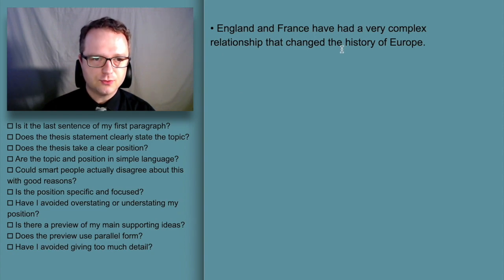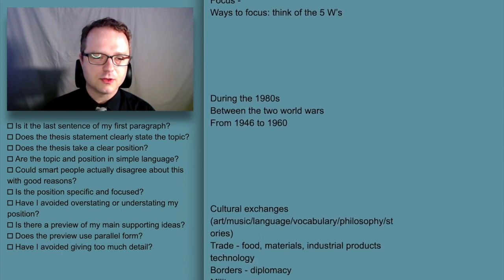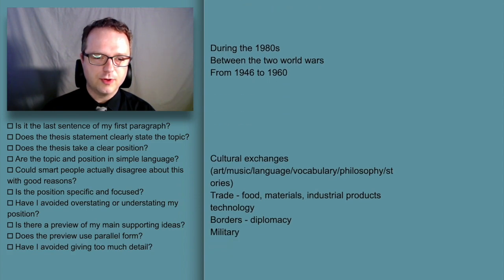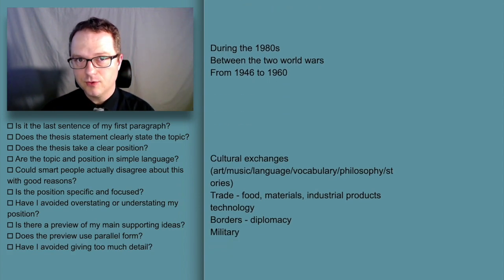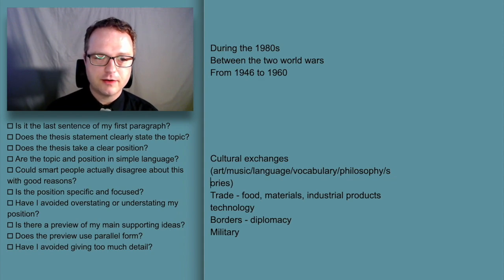It says complex relationship. Well, what does complex relationship mean? Which area of relationship can we focus on? So we could focus on cultural relationship, the cultural exchanges. Art, music, language, vocabulary, philosophy, stories have all gone back and forth between England and France. So that's one way to do it.